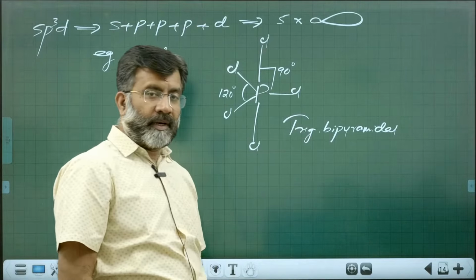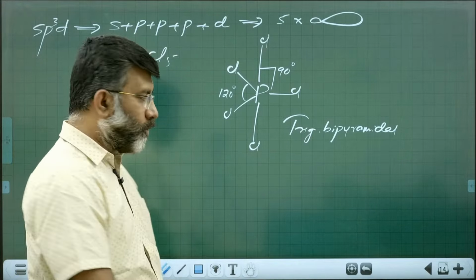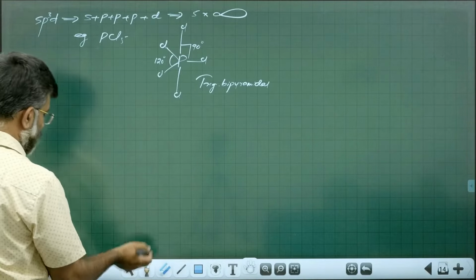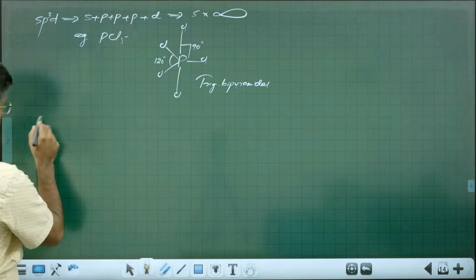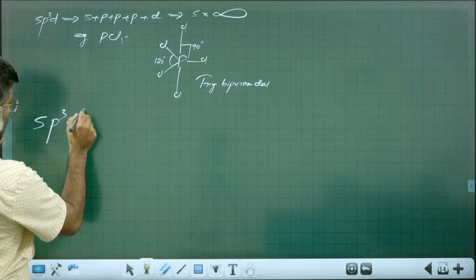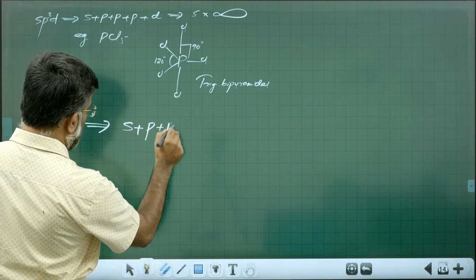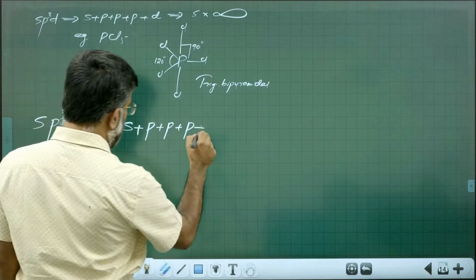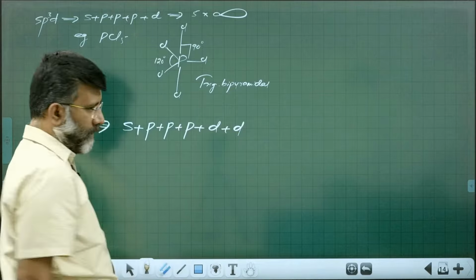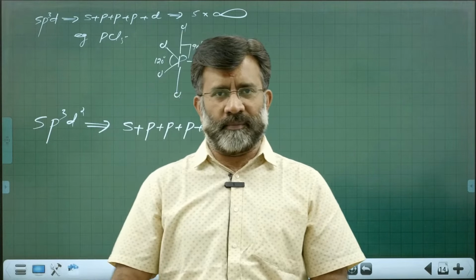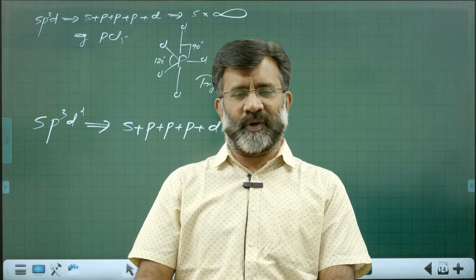Another very prominent one is sp3d2 hybridization. What is meant by sp3d2? 1 s orbital, 3 p orbitals, and 2 d orbitals. What are the 2 d orbitals? Preferably dz square, 1 orbital, and dx square minus y square, 1 orbital.